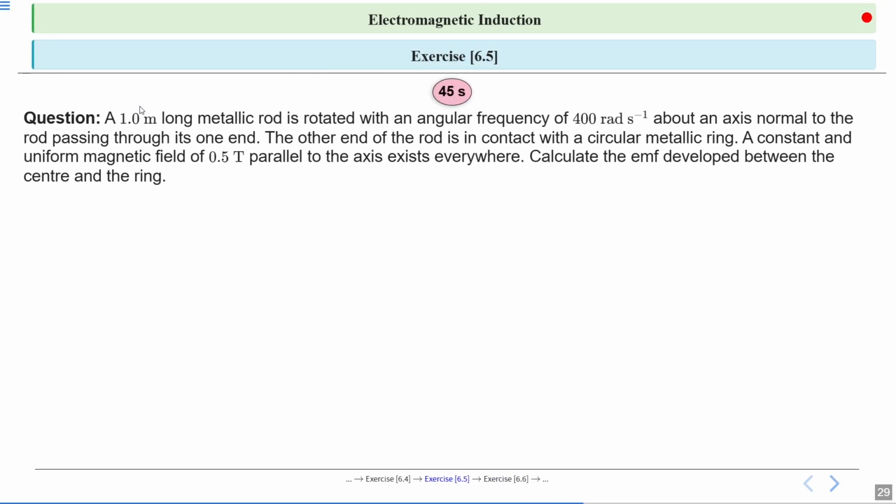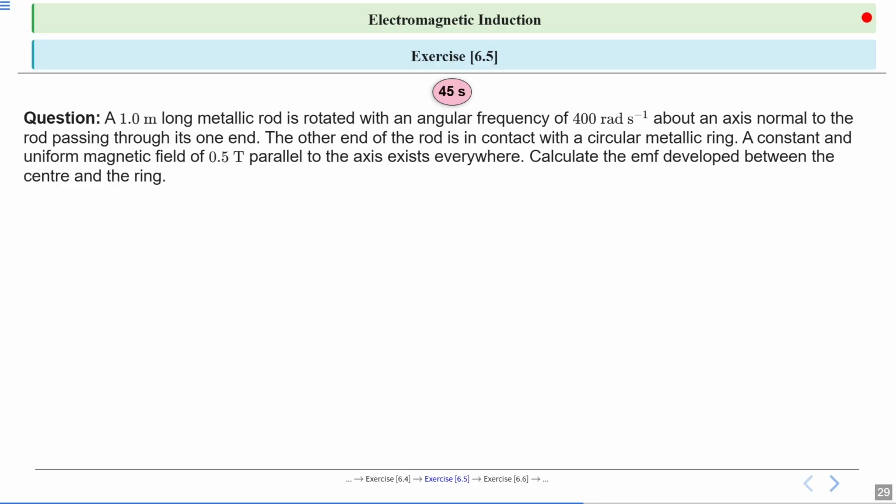So next question: a 1 meter long metallic rod is rotated with an angular frequency of 400 radian per second about an axis normal to the rod passing through its one end. This question is similar to an example we have done in the theory section, the one about spokes of the wheel. This is similar to that.